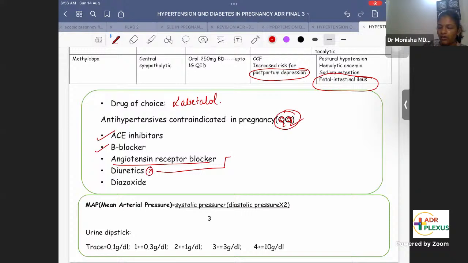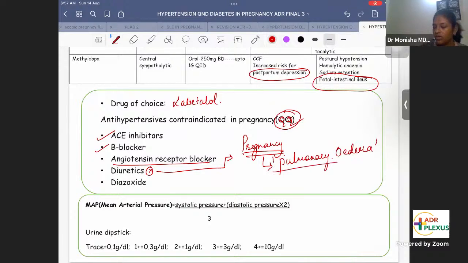But remember, where do you give diuretics in pregnancy? In preeclampsia we are not giving, but you give diuretics in pregnancy. Where do you give diuretics in pregnancy? Anybody? Remember, in case of a pulmonary edema, you give diuretics, whereas it is not used as an antihypertensive. Yeah, Arun, you're right. It's pulmonary edema.